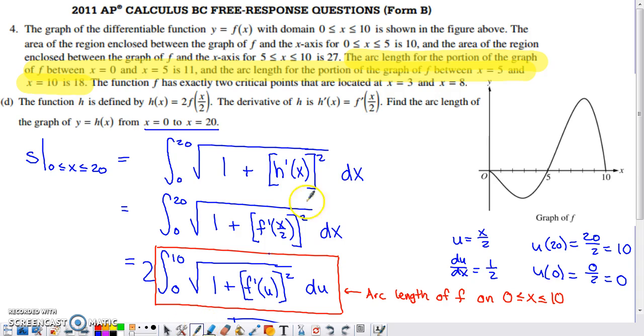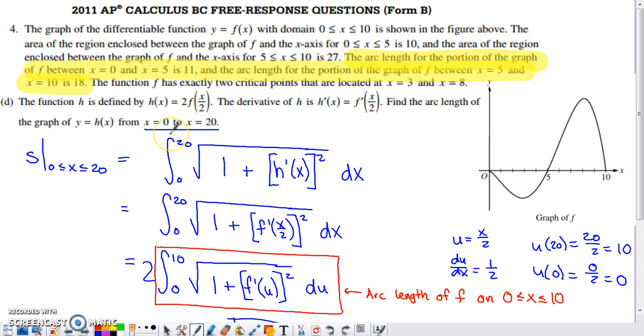Last part of this one's probably the trickiest of the pieces here. They give us this new function h, and this new function h is dependent on f. They were nice enough to provide us with the derivative of h here, so h prime is equivalent to f prime of x over 2. And you can kind of confirm that this is the derivative of h by applying a chain rule to this right here. But what they ask us to do with h is they ask us to find the arc length of h on the interval from 0 to 20.